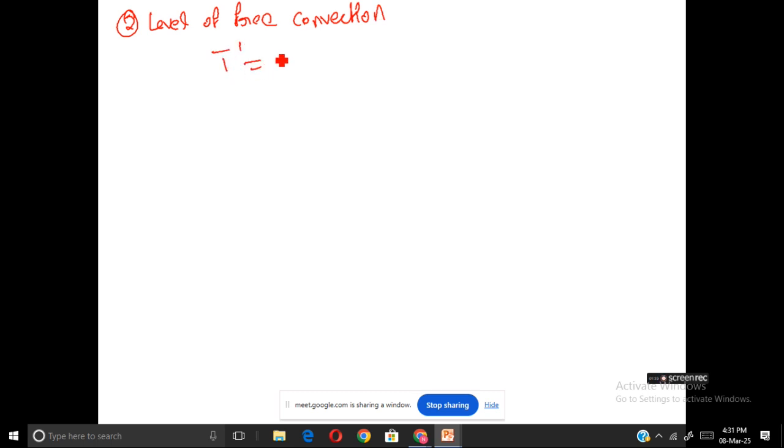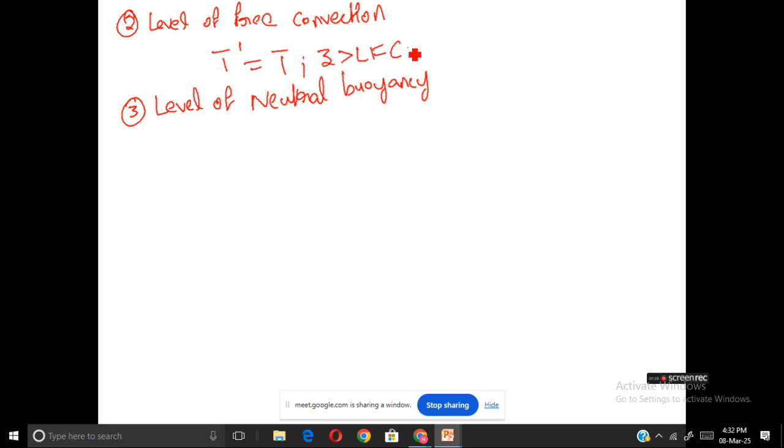The temperature of the parcel will become equal to the temperature of the surroundings. That is the level of free convection. And the third level is the level of neutral buoyancy. After LFC, once the height Z is greater than LFC, T dash will be greater than T, which means the air parcel will have a higher temperature than the surrounding air, so it can freely move up in the atmosphere.